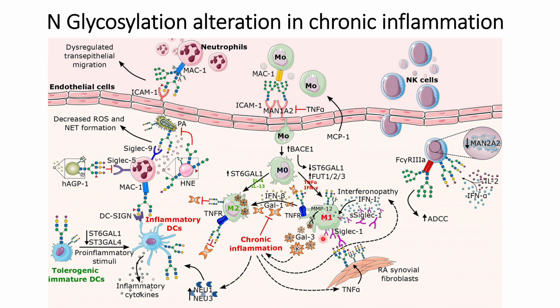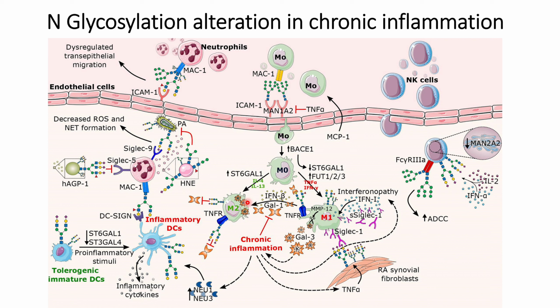One more function of Siglec-1 is that it will interact with the RA synovial fibroblast and prevents its function. We can say it is an immune response by the M1 macrophages against the RA synovial fibroblast, and it can interact with the sialic acids through the Siglec-1 receptors on the cell surface.